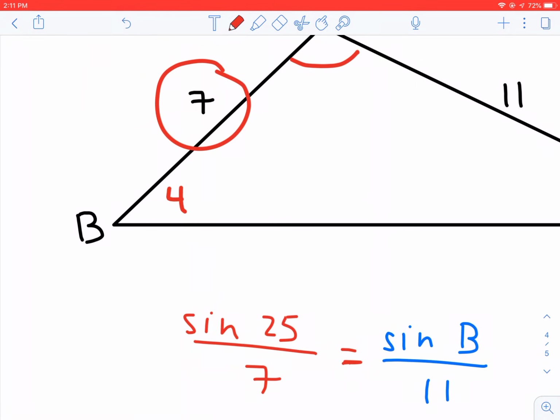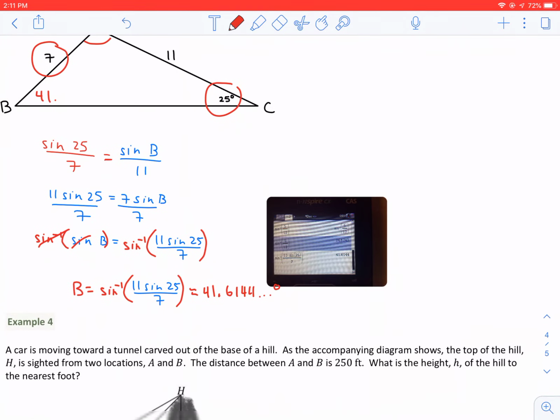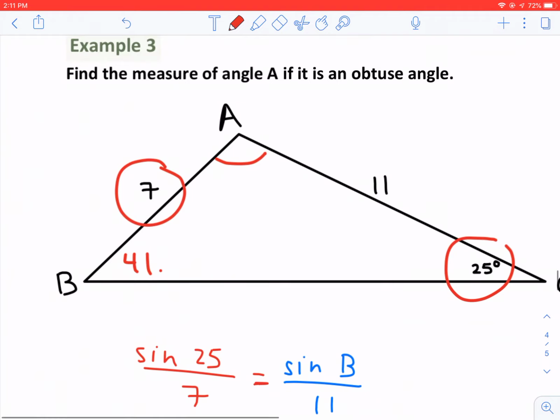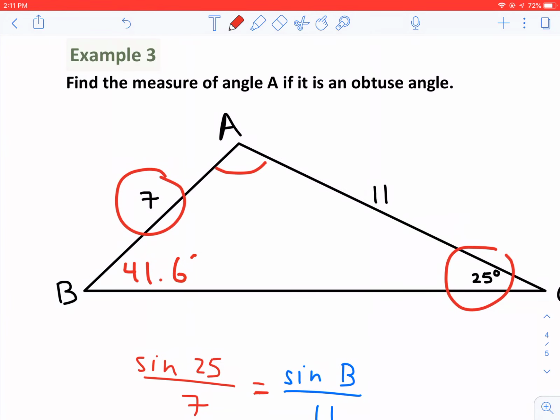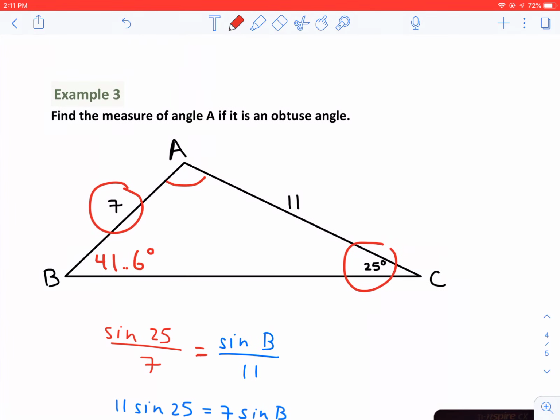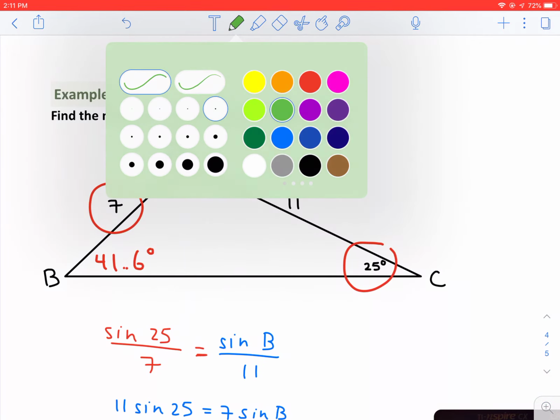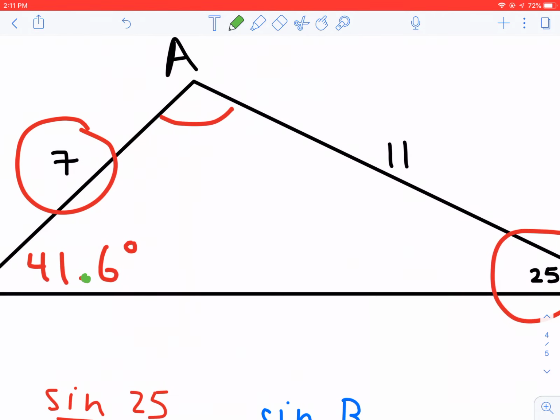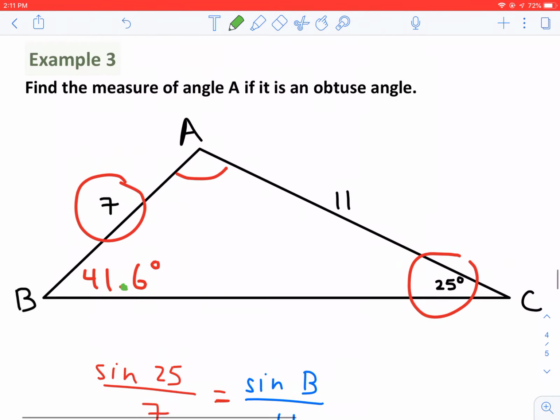Alright, so find the measure of angle A. Again, I didn't tell you what to round to, I'm sorry. I would definitely tell you. Let's say to the nearest tenth of a degree, so I can round this to 41.6. And then looking for the measure of angle A, that is going to be 180 minus 41.6 minus 25, and we will get 113.4 degrees.